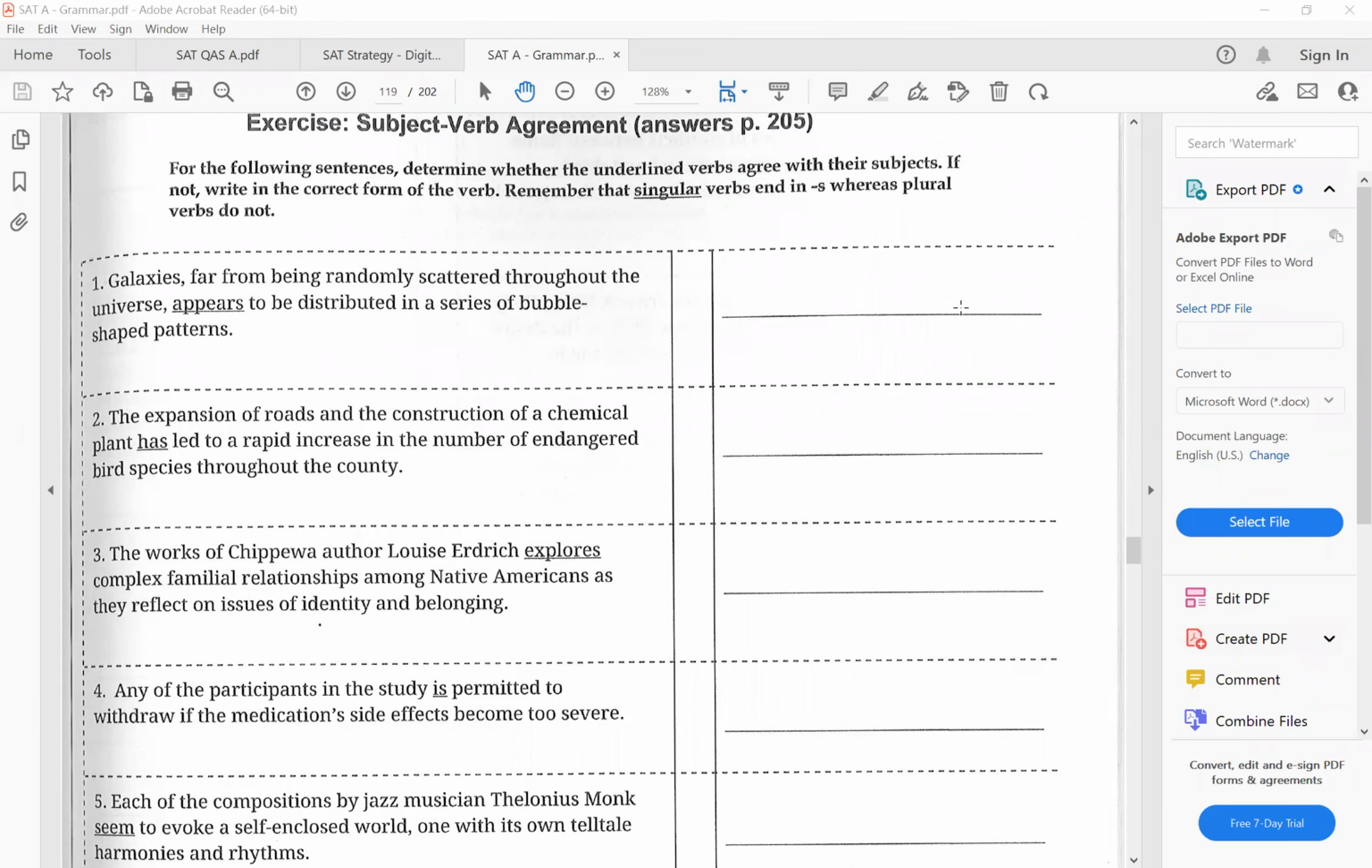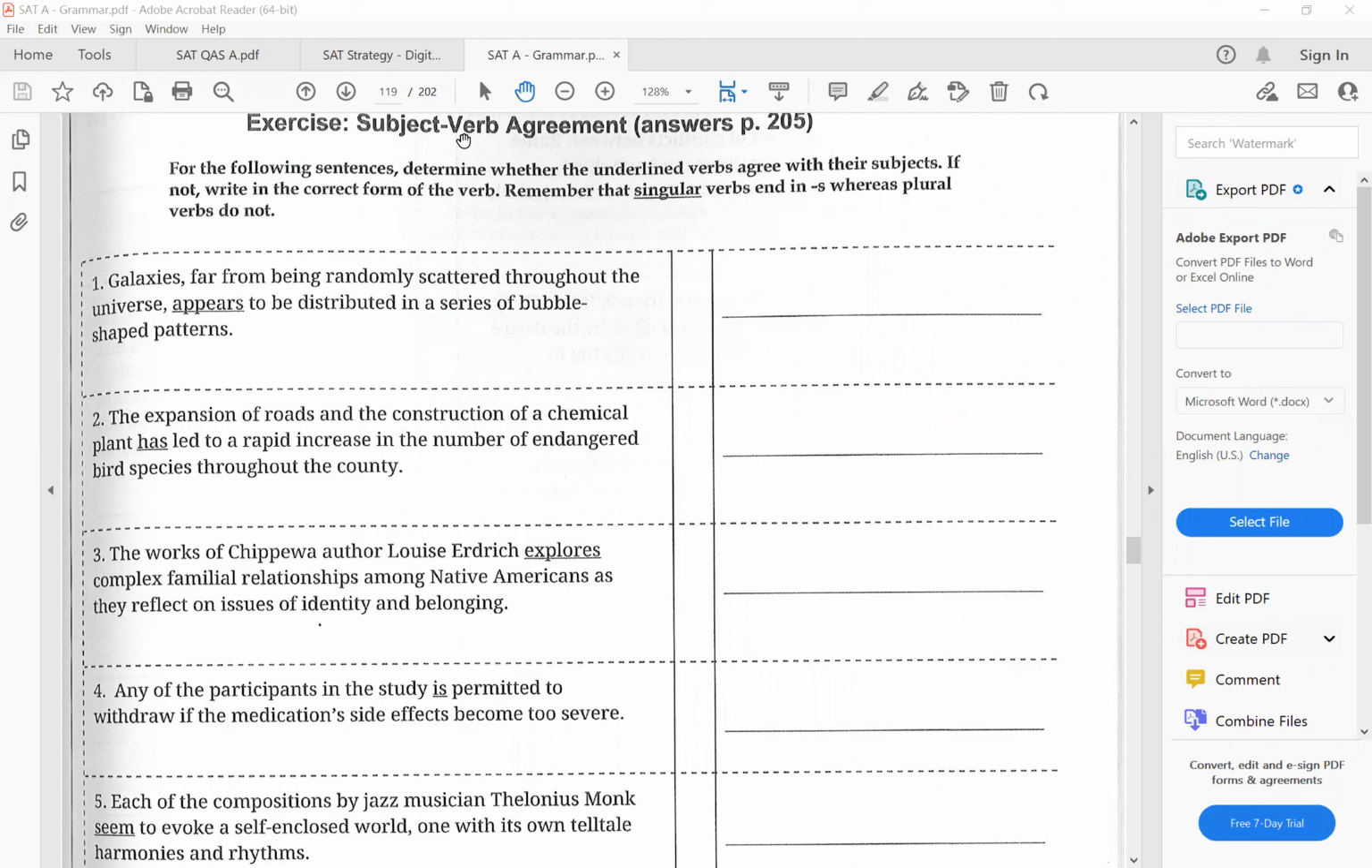All right, so today we're looking at subject-verb agreement for SAT. So for the exercise, we have to determine whether the underlined verbs agree with their subjects. If not, write in the correct form of the verb.